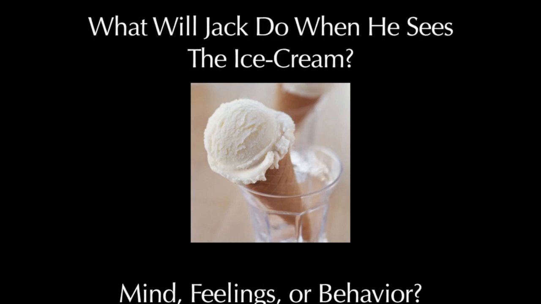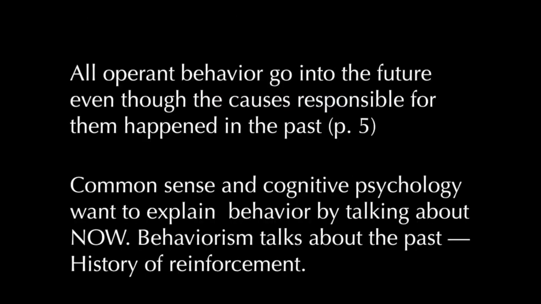What will Jack do when he sees the ice cream? To predict this, to answer this question, what do you need to know? Do you need to know something about the mind, about the belief, feelings, or the previous behavior or history of reward? On the fifth page, Skinner says all operant behavior is goal-directed behavior based on previous contingencies of reinforcement.